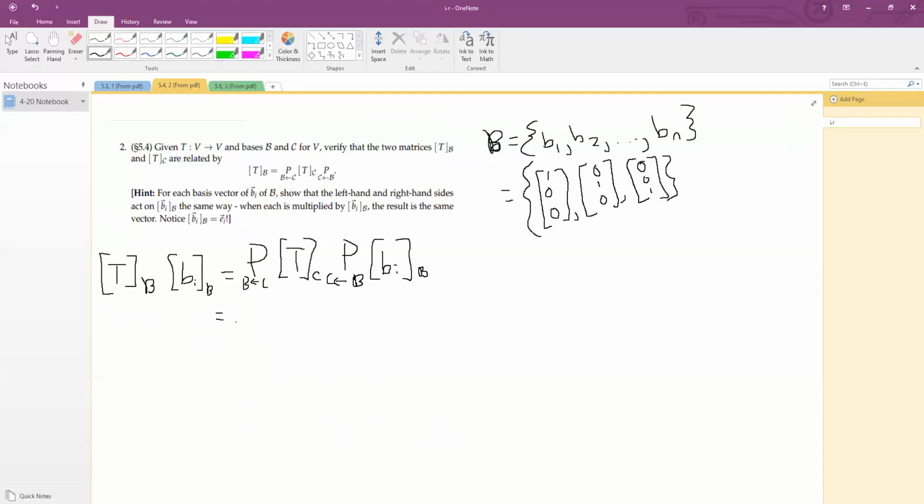So as a start, we can consider what it would look like if you multiplied these two on the right. We have P from B to C and BI of B. Remember, this is the change of basis matrix from B to C. So if you apply that to BI of B, then all we're going to have is BI now in terms of C. And then the rest of this is the same. We still have P from C to B, and we still have T of C.